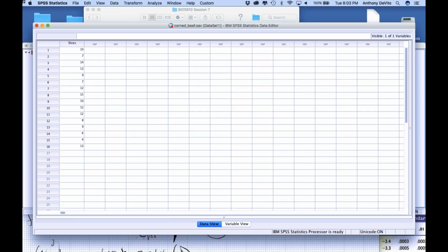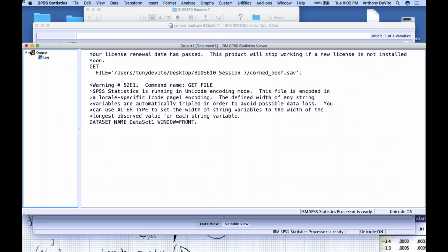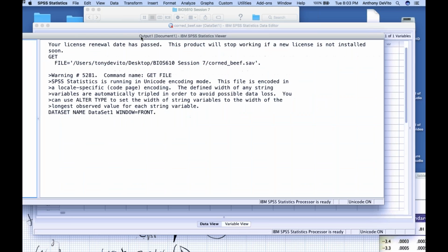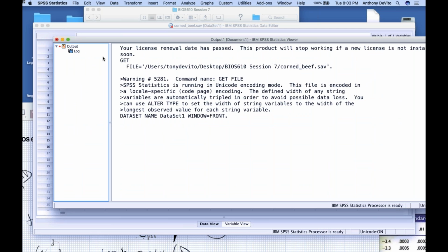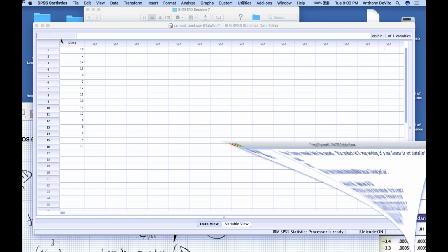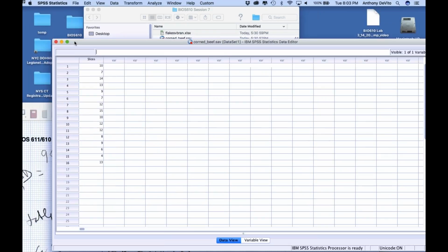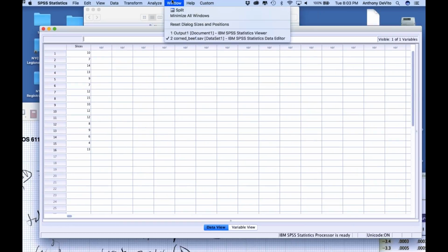Uh-oh. That's not good news. It's not installed. Okay, I'll have to do something about that. Let's see if I got the other window open.